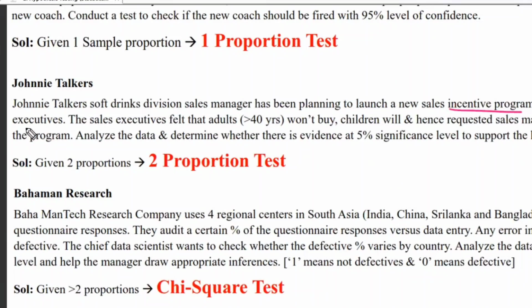He wants to create this for the sales executives. The sales executive says that adults won't buy this drink, sir. Whoever is more than 40, they're not buying this drink, sir. Your drink is called a child drink, and only children are drinking this one.